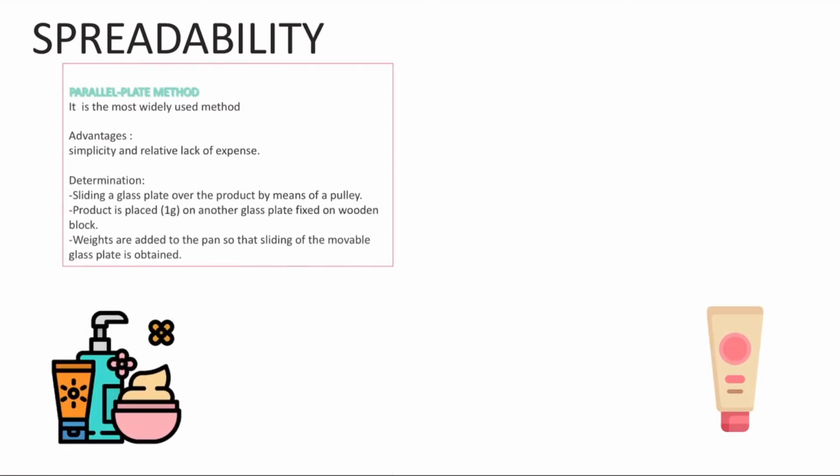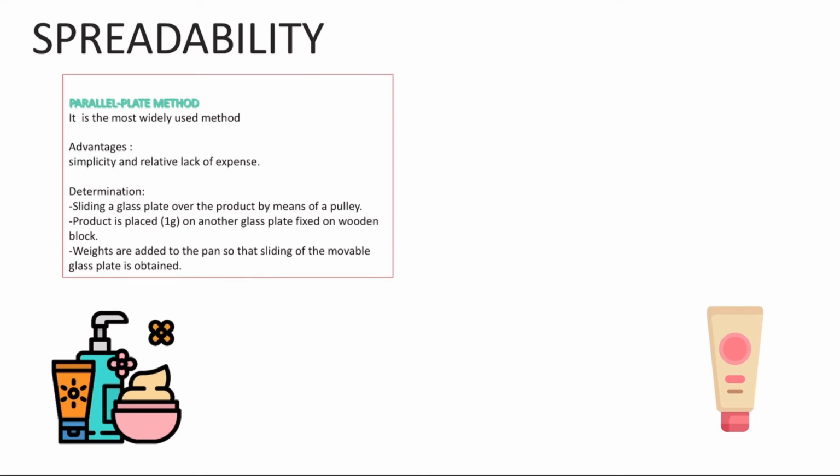First is the parallel plate method. This method is the most widely used method for determining and quantifying the spreadability of semi-solid preparations. The advantages of the method are simplicity and the relative lack of expense.